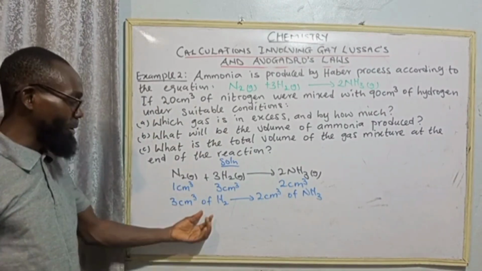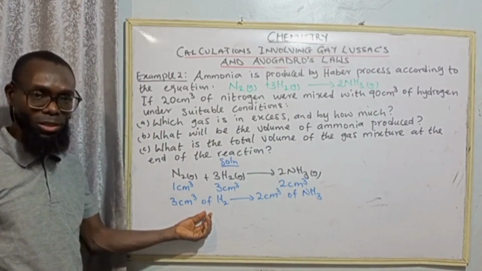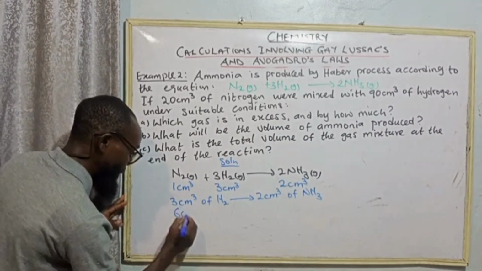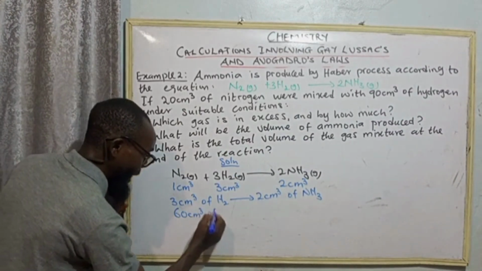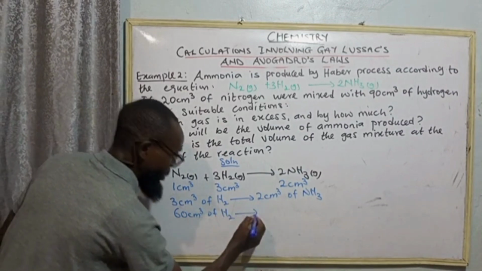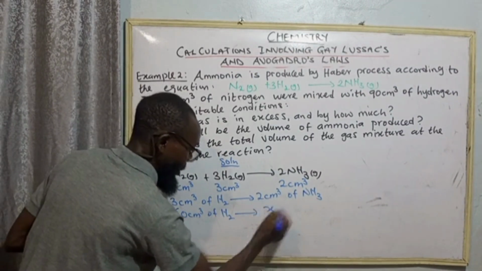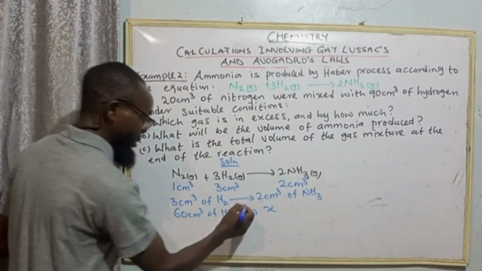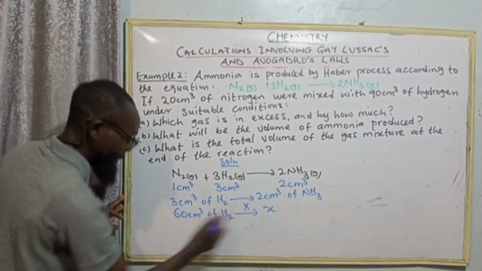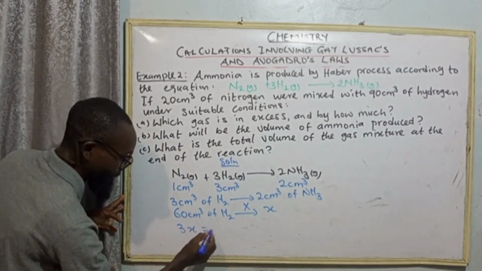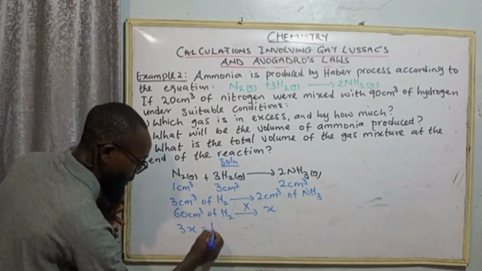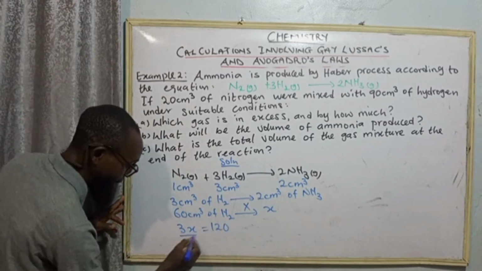Now, what is the volume of hydrogen that we got? We got 60 cm³ of hydrogen. How much ammonia will this now produce? First multiply 3 times x. 3x is equal to 60 times 2, which is 120. So divide both sides by 3.